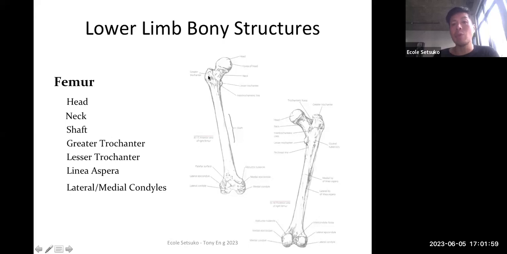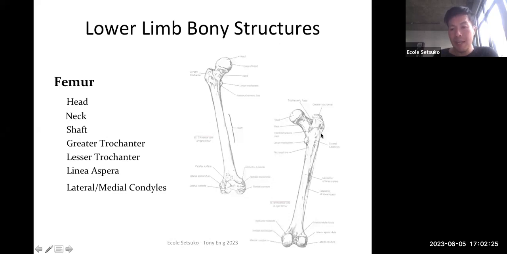Remember, the humerus has a greater tubercle and lesser tubercle and intertubercular sulcus. Here we have the greater trochanter, lesser trochanter, and intertrochanteric line right there in between. And then we have the shaft as we come in a little bit lower. On the posterior side of the femur, there is that line. Remember the linea aspera. The linea aspera goes along there.